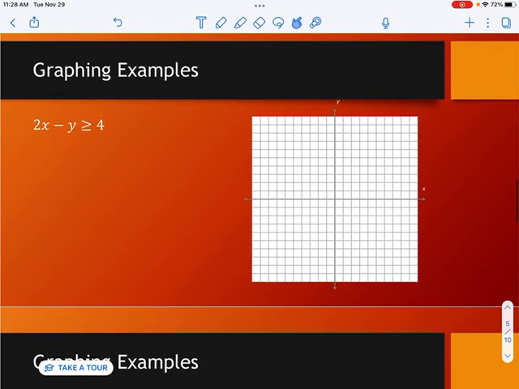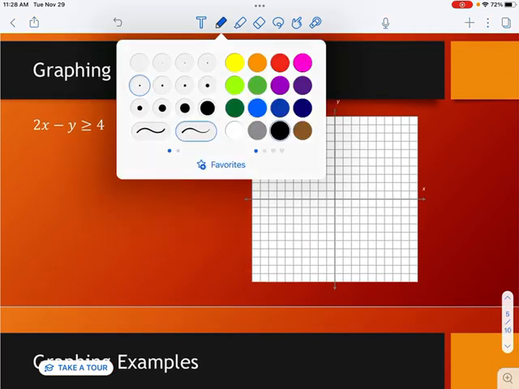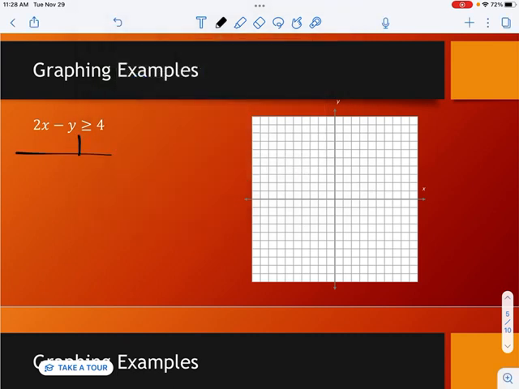All right, now on this next couple, we are going to actually solve the inequality first. Okay, so the first thing I need to do is get this to say y equals. So I'm going to start off, I'm going to minus my 2x.